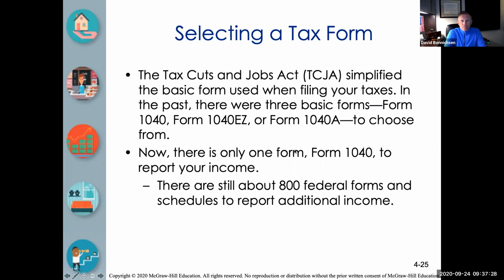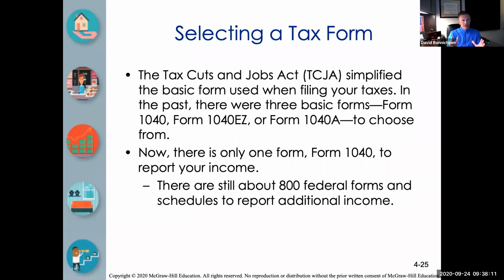So in years past, it was a little confusing as to what form you needed to select in order to complete your taxes, right? There were 3 basic forms in years past prior to the Tax Cuts and Jobs Act. You had the standard 1040, you had a form called the 1040 EZ, which was if you were just going to take the standard deduction and you didn't really have any crazy tax things going on, you could file this 1-page form, and then you had a 1040A. Now, there's only one form, okay? It's the form 1040. They simplified the form, they consolidated the 3 forms down into one.